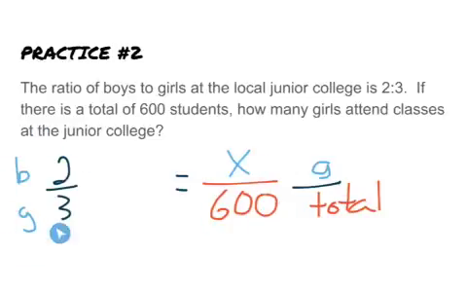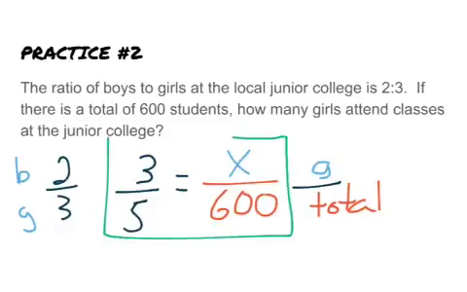So we look at our original ratio 2 to 3. The 3 represents the number of girls, so we would use the 3 up here. And to figure out the total, we just add these 2 parts, 2 and 3, and we get 5. So our ratio of 3 to 5 now tells us the ratio of the number of girls to total students based on the ratio that was given to us. So now we've set up our proportion, this being the proportion that we need, and we can just solve the proportion.